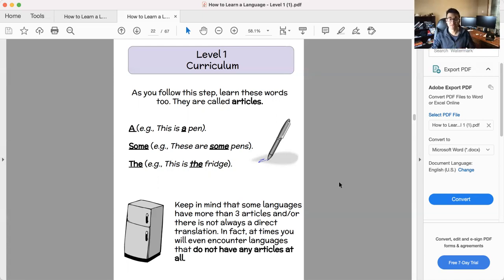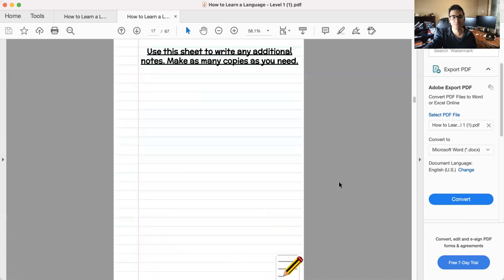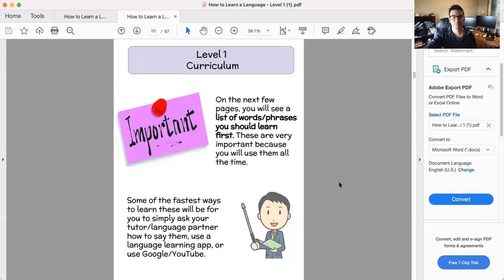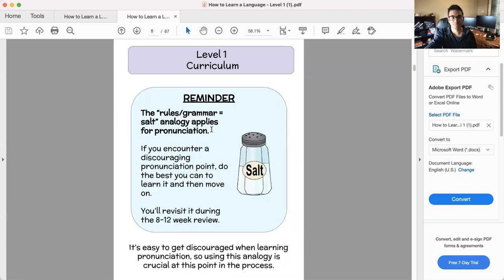That's fine. You can. There's nothing wrong with it. What I would encourage you to do, though, is if you're going to do that, it's very important you remember this analogy that rules and grammar equals salt. Because when people dive into grammar rabbit holes and they try to really delve into grammar, sometimes what happens is it starts to get overwhelming.